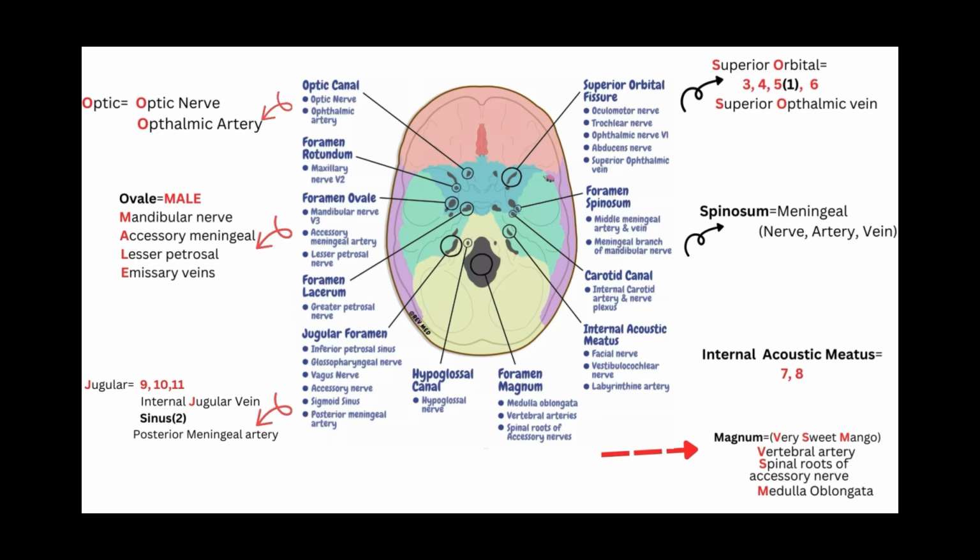Then the last foramen is here, foramen magnum. So foramen magnum, remember like a mango, so very sweet mango. V is for your vertebral artery, S is for your spinal roots of the accessory nerve, that is your 11th cranial nerve, and M is for the medulla oblongata. So that's why it is a very sweet mango, VSM. And yes, the 12th cranial nerve passes through the hypoglossal canal.